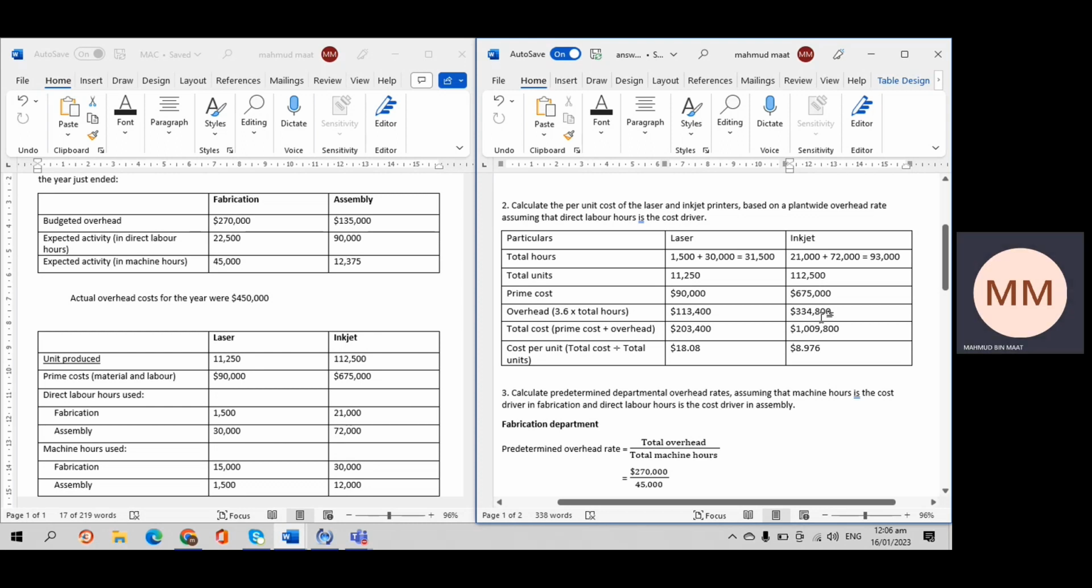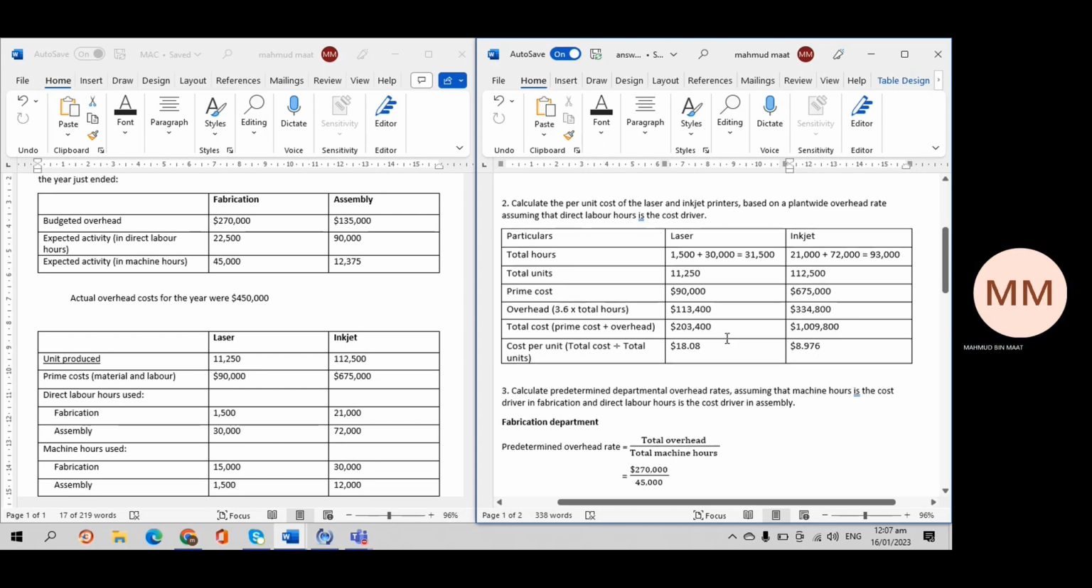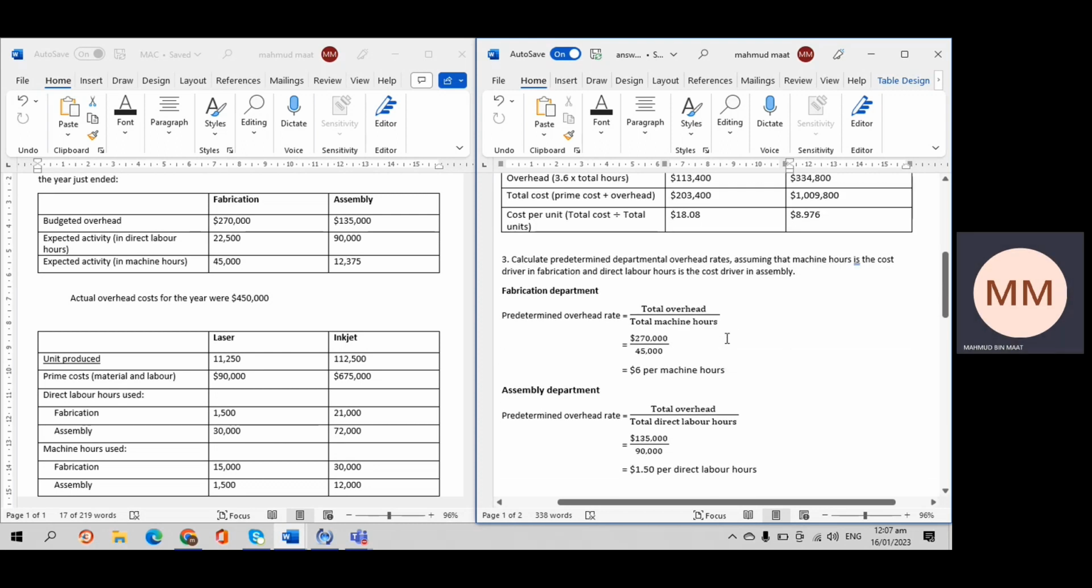So 334,800 plus the 675,000, we get total cost 1,009,800. So to get the cost per unit, 1,009,800 divided by 112,500, we get the cost per unit 8.976 for inkjet. So we go to the next question.